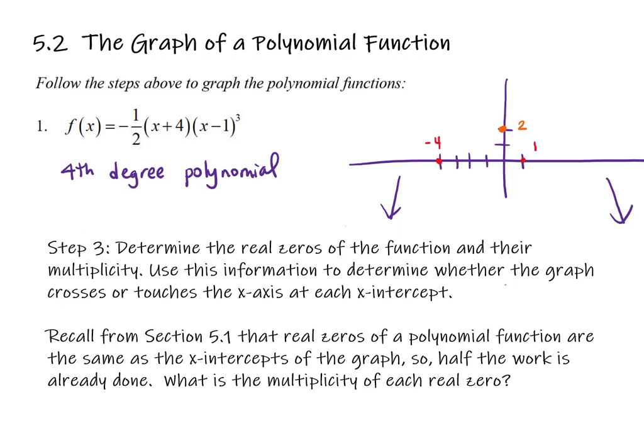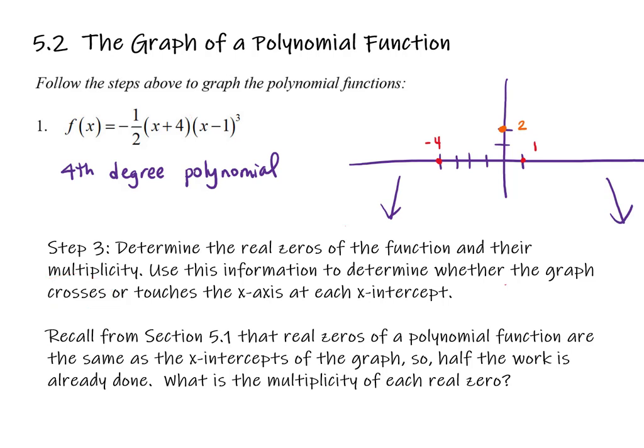Step 3 asks us to determine the real zeros of the function and their multiplicity. But recall that the real zeros of a function are the same thing as the x-intercepts. And so we've already found the x-intercepts, so half the work is done for us. And all we need to do is determine if the multiplicity is even or odd. So when I'm looking at this function, I see that I have x plus 4 to the first power and x minus 1 to the third power. Those are both odd, so they're both going to cross the x-axis at each x-intercept.